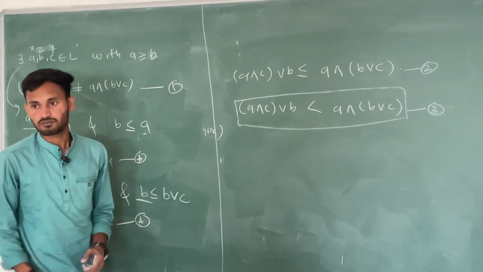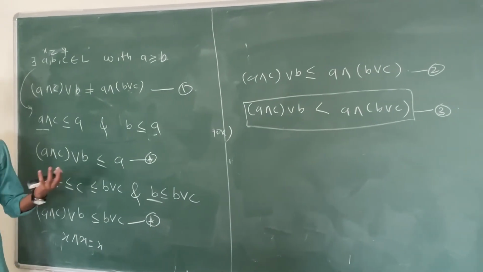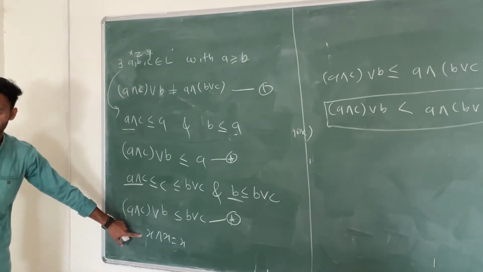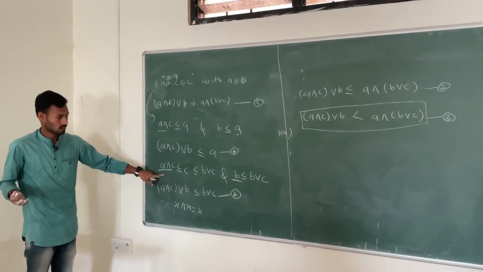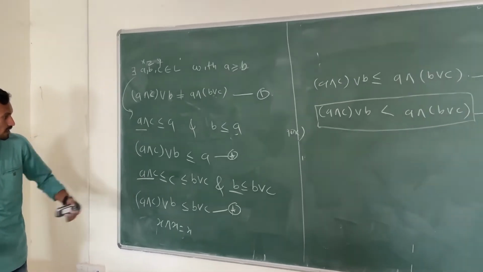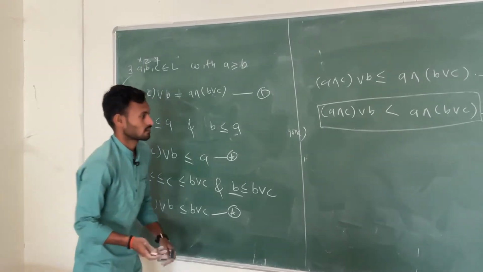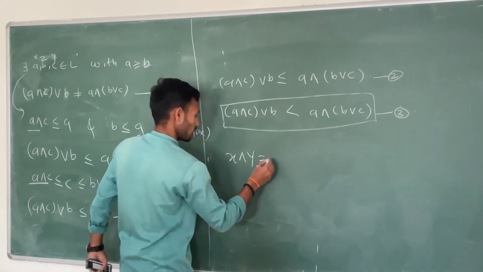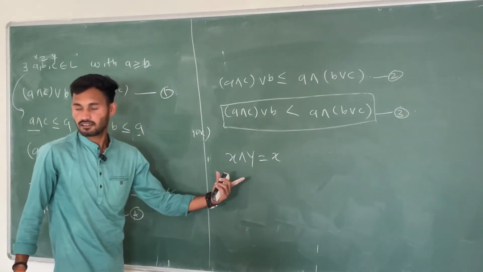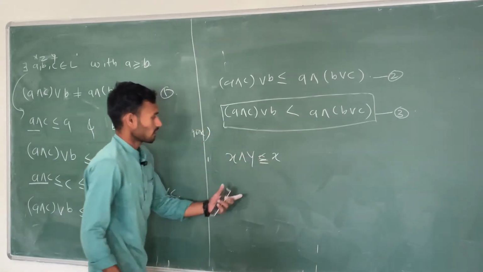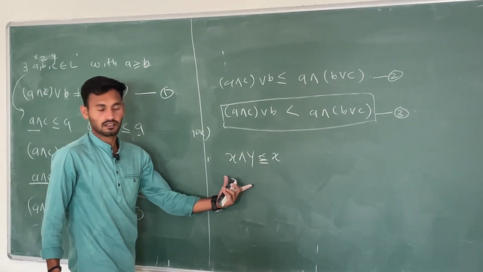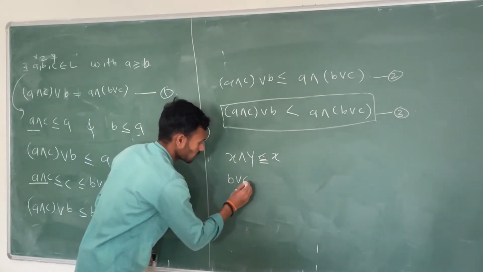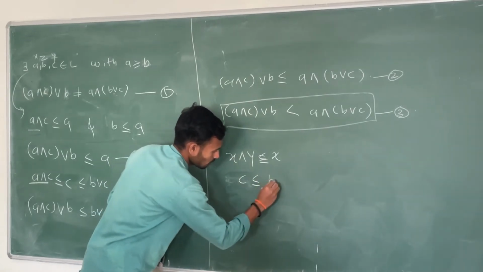So what we do first: L is not modular. We are assuming that. X meet Y is less than or equal to X, no? And this is always true: X meet Y is always less than or equal to X. And C is always less than B join C.